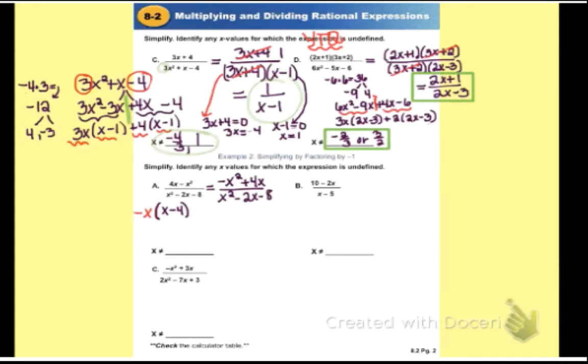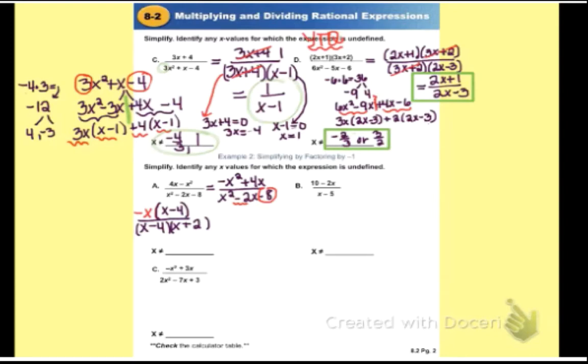So x minus 4 times negative x would give me that negative x squared plus 4x. Now I'm going to take a look at the denominator and see about factoring that. That's a fairly easy one to factor. The leading term is 1, so both binomials are going to start off with x. Now I'm looking for terms that multiply to give me negative 8 and add to give me negative 2. One has to be negative and one positive, and the negative one is clearly the 4, because negative 4 times positive 2 is negative 8, and negative 4 plus 2 is negative 2. So that works out.